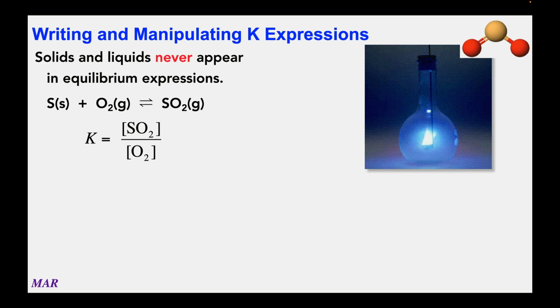When you're writing equilibrium expressions, you do not want to include solids or liquids, and that's really important. So basically, in an equilibrium constant K, you will only write gases and aqueous solutions. So for this reaction, sulfur and oxygen making sulfur dioxide, notice the sulfur is a solid, so you'll leave that out. This K would be just the SO2 divided by the O2.